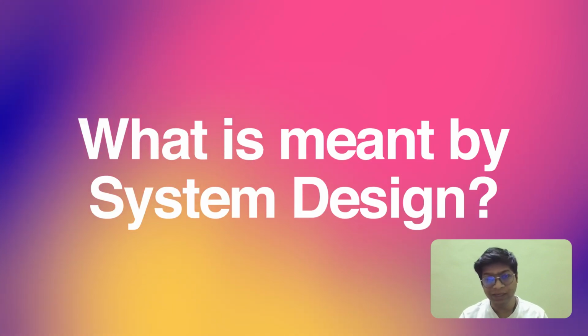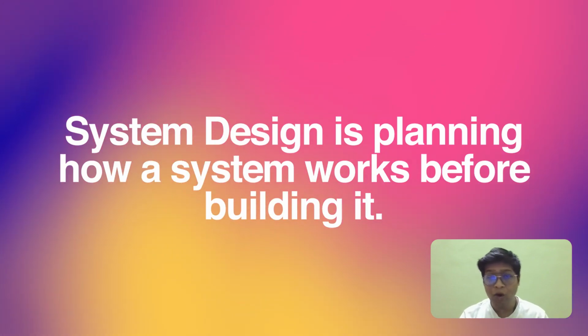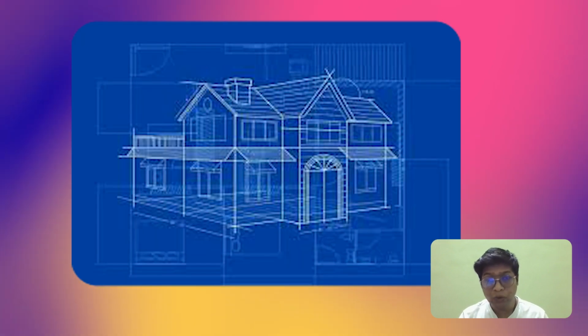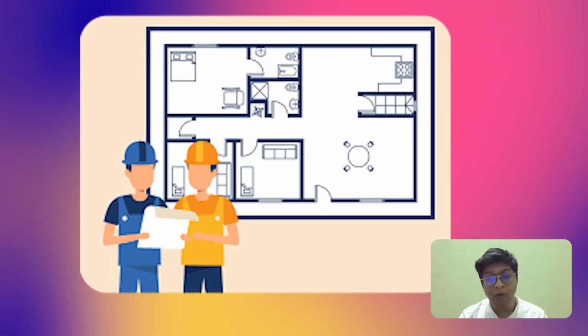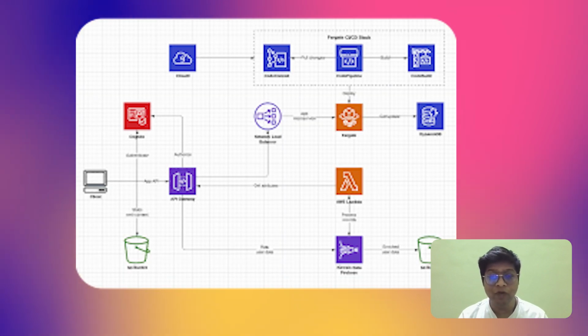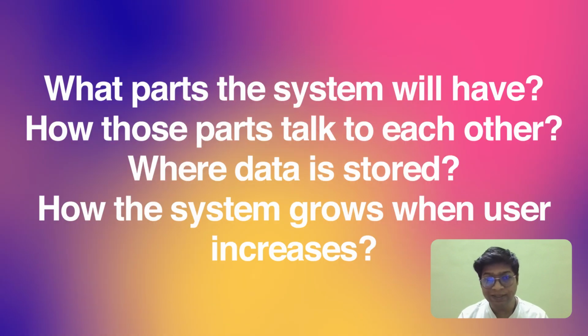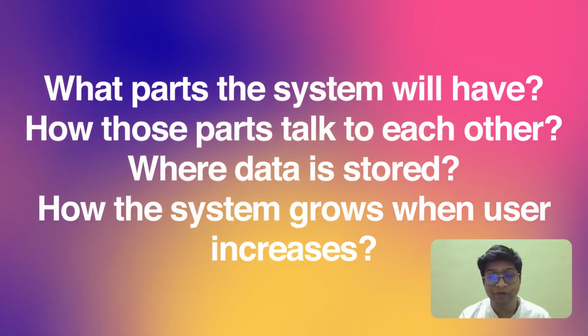What is meant by system design? System design is planning how a system works before building it. Think of building a house. You don't start by placing bricks randomly. First, you decide where rooms go, how electricity flows, where water comes from, how strong the structure needs to be. System design does the same thing for software. It decides what parts the system will have, how those parts talk to each other, where data is stored, how the system grows when users increase. It's not about writing code, it's about deciding how everything fits together.